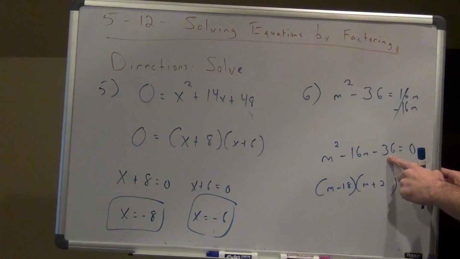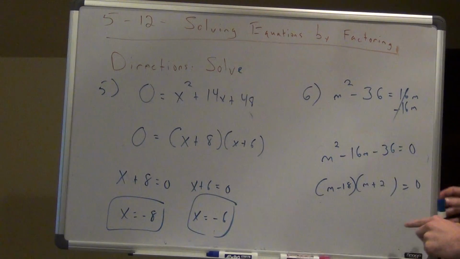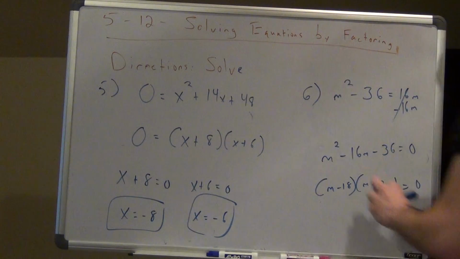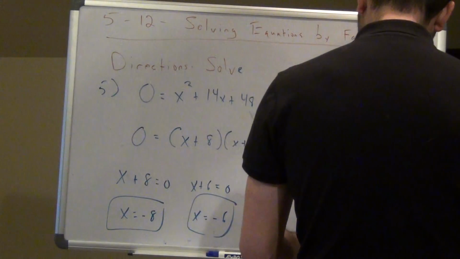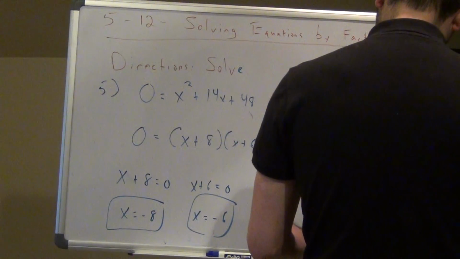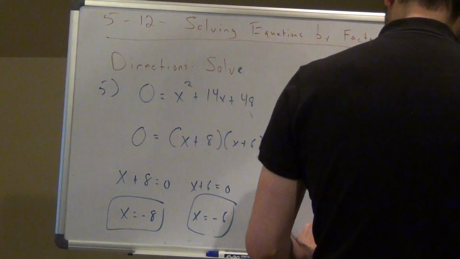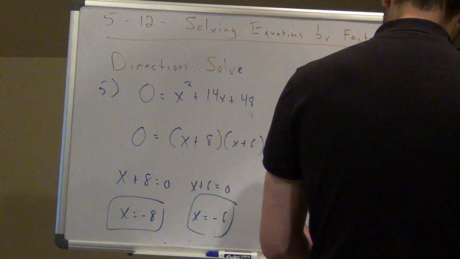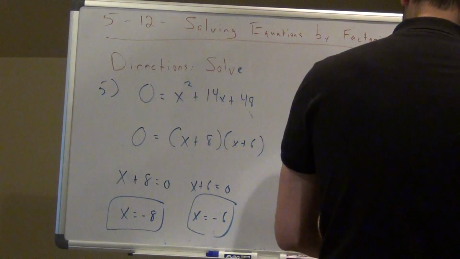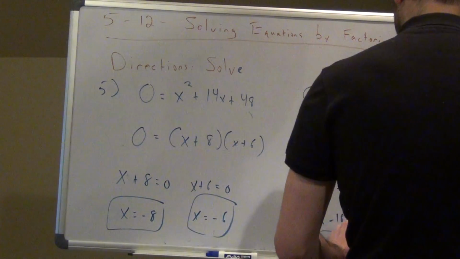Negative 18 times 2 is negative 36. Negative 18 plus 2 is negative 16. All right. So now to find my answer after I factor, I'm just going to set each piece equal to 0. So I'm going to get m equals 18 and m equals negative 2. Two answers.